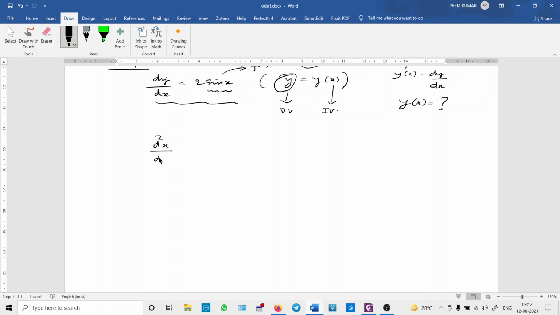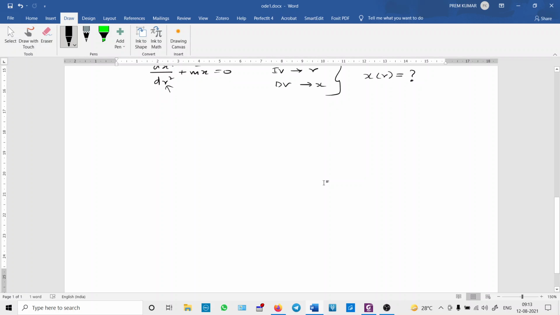And another one. Suppose d square x by dr square plus m square x. This is a second order equation because it contains a second order derivative here. The differential coefficient is like this, and here the independent variable is r and the dependent variable is x. To solve this differential equation, we are going to get x, which is a function of r. This is what we are going to do. There are various methods we are going to discuss one by one.